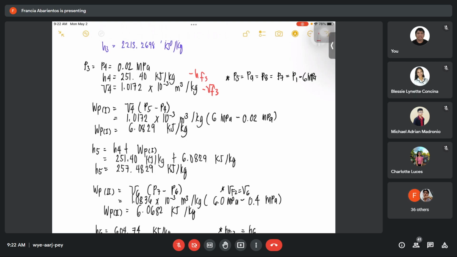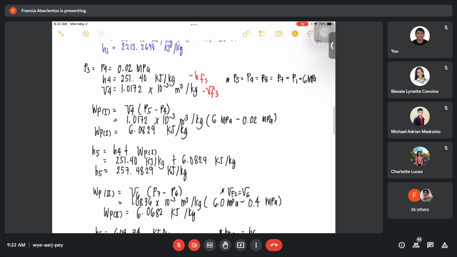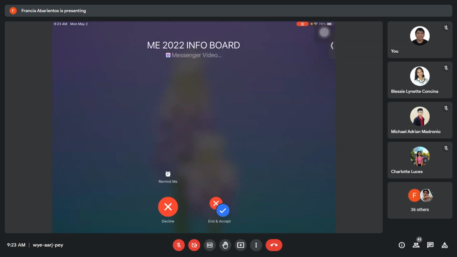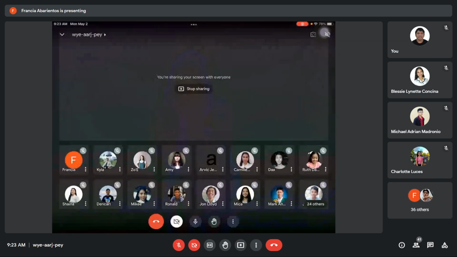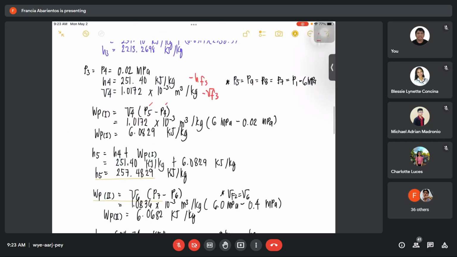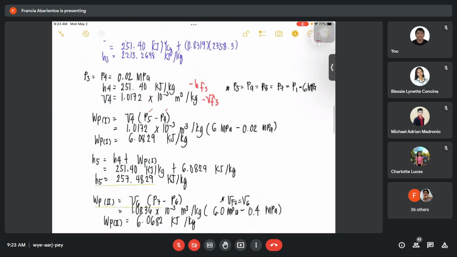So this is now your pressure at the condenser and the pressure at the feed water heater. Okay, the P5. So, using the 6 MPa and the given pressure at point 4, 0.02 megapascal, we have now the pump work. Wait, wait class. Ayan. So, balik tayo dito class. So, we have the pump work, we have 6.0289.